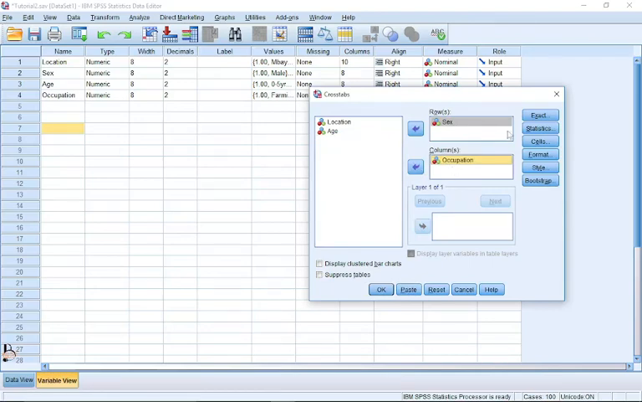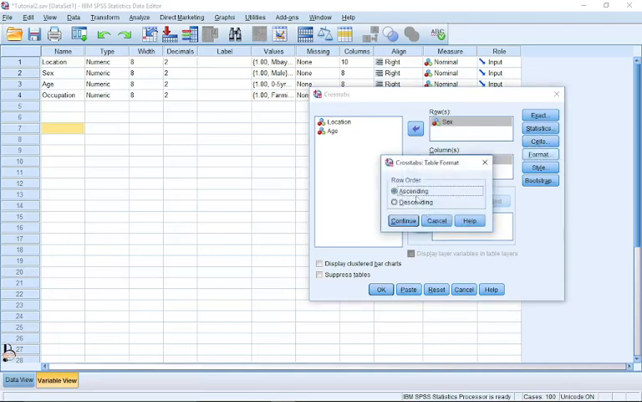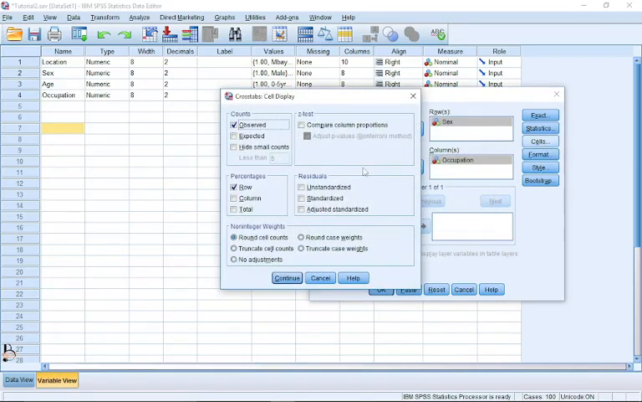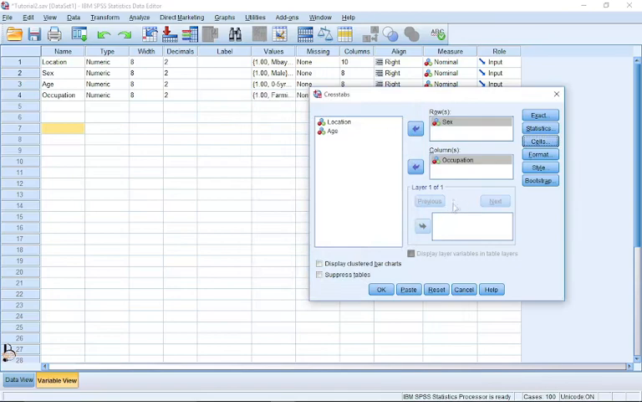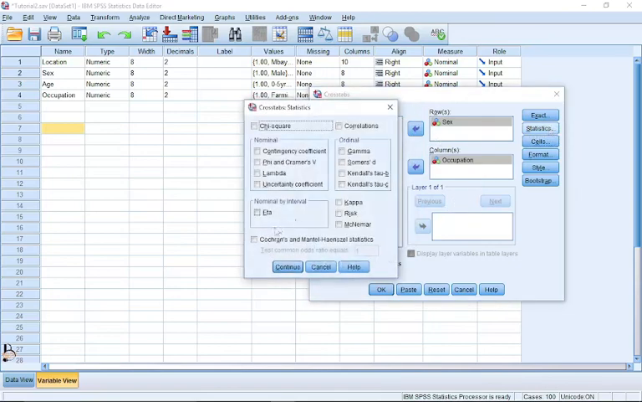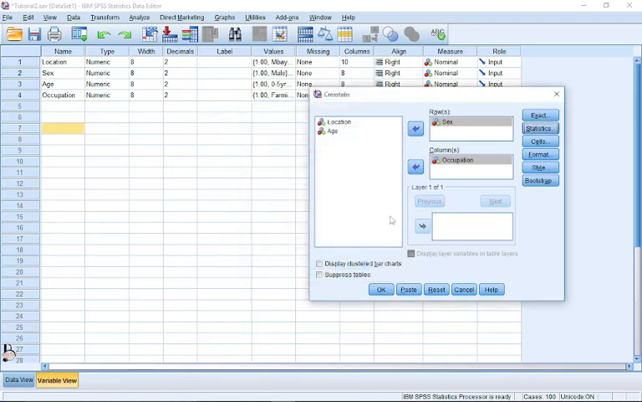And then when you're done, you go to cells, go to your format. It's already in ascending order. Check out your cells. You make sure your observed is on, and then for your percentages, you choose where you want to put them, but leave it at row. You tell it okay, and then you go to your statistics. Here it's okay because we are not yet performing chi-square, so you leave it to continue. Then when you're done with this, you click on OK.